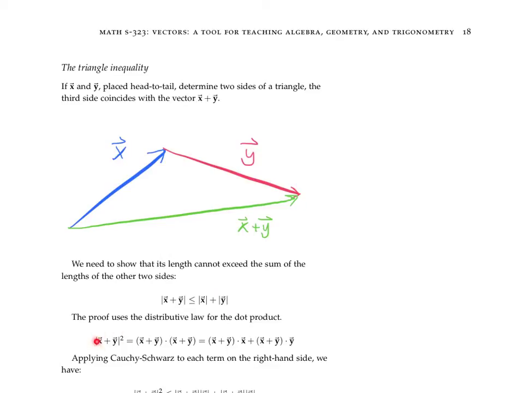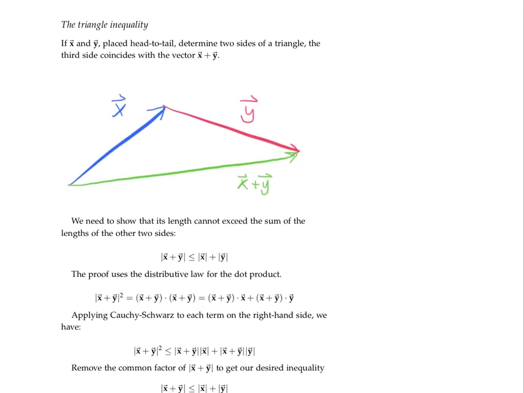We take the square of the length of x plus y. We notice that the square of the length is equal to that vector dotted with itself. We use the distributive property for the dot product. We have x plus y dotted with x plus y dotted with y, and then we apply Cauchy-Schwarz, which was the previous proof that was on page 15 or 16 of your handout. What that's saying is that the dot product of any two vectors is less than or equal to the product of the magnitudes of those two vectors.